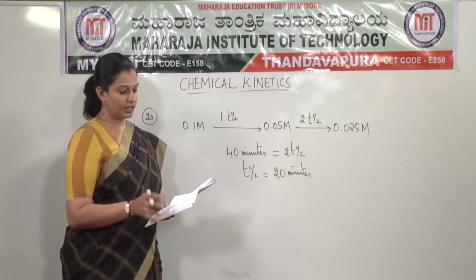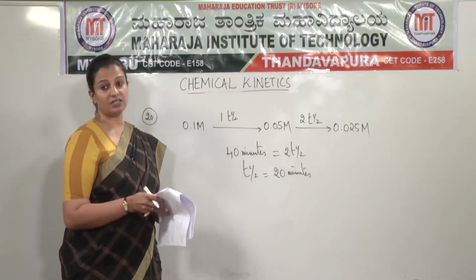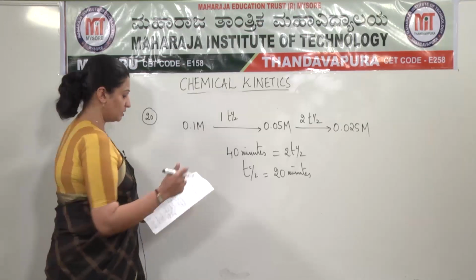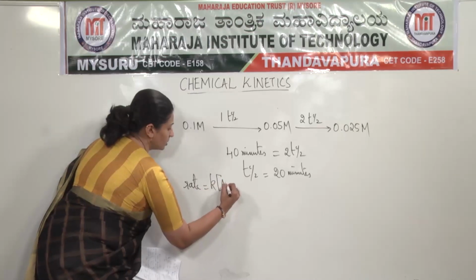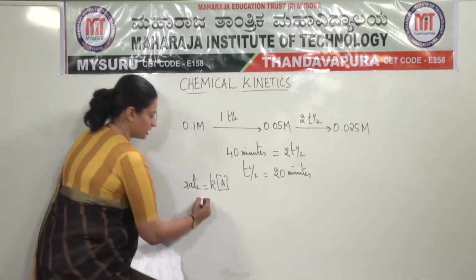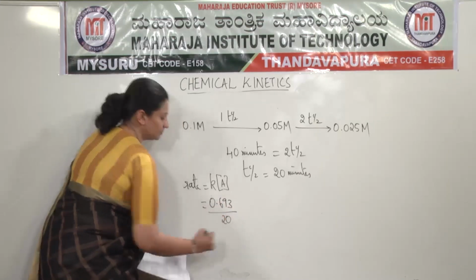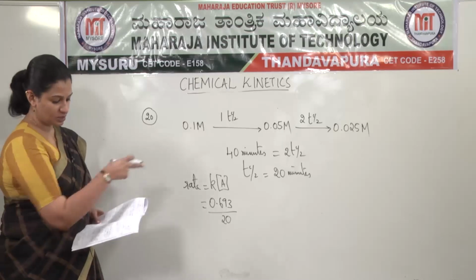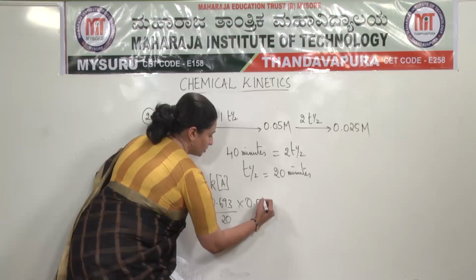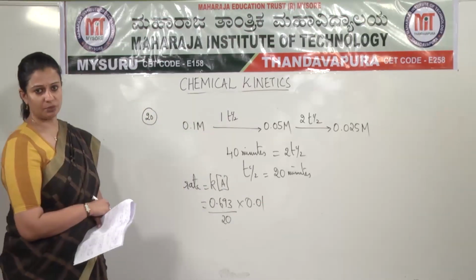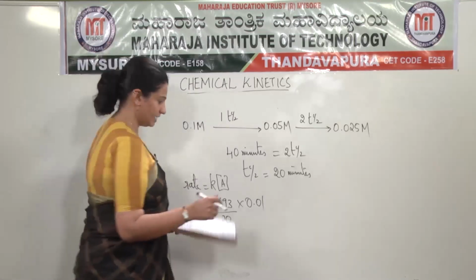Now they want to know the rate of the reaction when the concentration of A is 0.01 molar. So we write the rate of a first order reaction: rate is equal to K into concentration of A. So how will we write K? 0.693 by 20, because it is 20 minutes, we just now got it. So 0.693 by 20, concentration is 0.01, and this comes out to be 3.467 into 10 to the power minus 4.